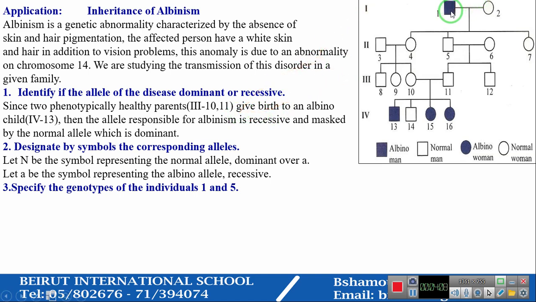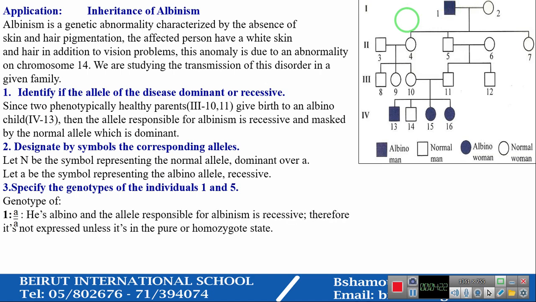Individual 1 is diseased and the disease is recessive. This means that in order to show this trait, it has to be present in two copies, a. So the genotype of individual 1 is small a small a, he is albino, and the allele responsible for albinism is recessive, therefore it's not expressed unless it is in the pure or homozygous state.